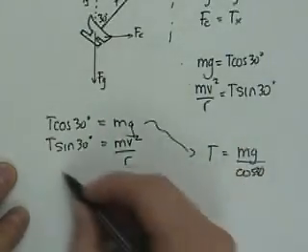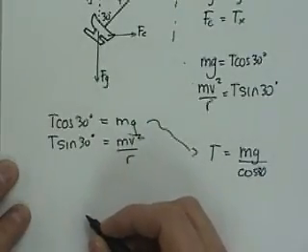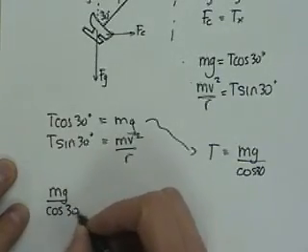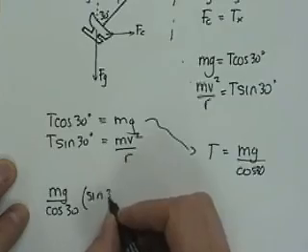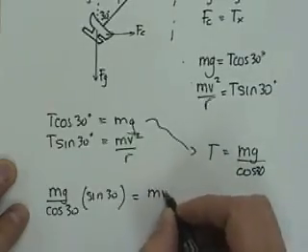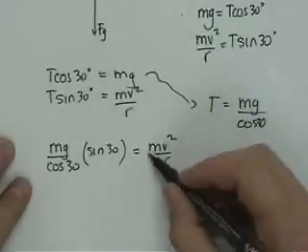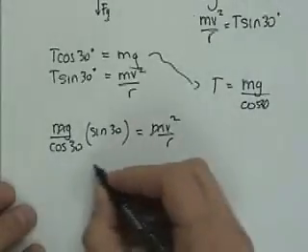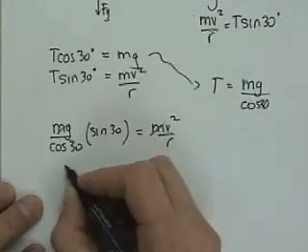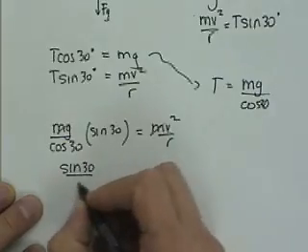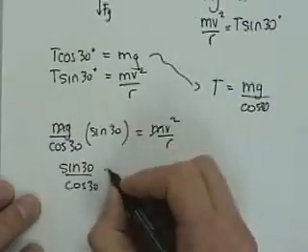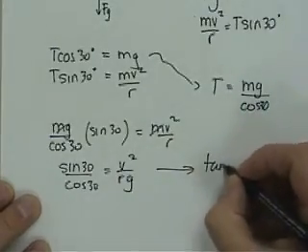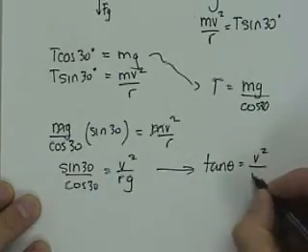Now I'm going to take this and put it in for my T here. So that's going to end up being mg over cosine of 30 times the sine of 30 equals mv squared over r. M's cancel. This is starting to look familiar, like the very previous video. Sine of 30 over cos of 30. I'm going to bring this g down here. That's v squared over rg. Come this way. That's tangent of theta equals v squared over rg.